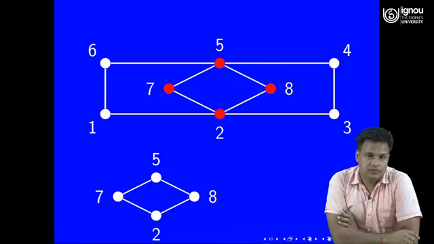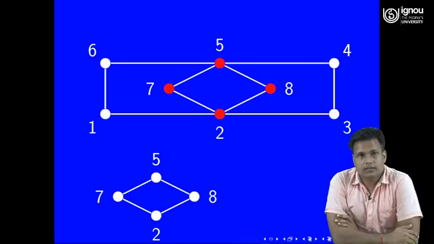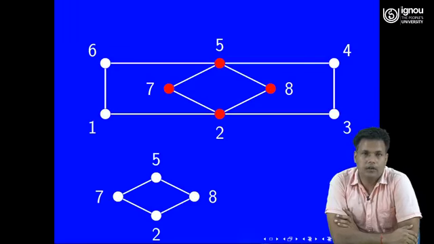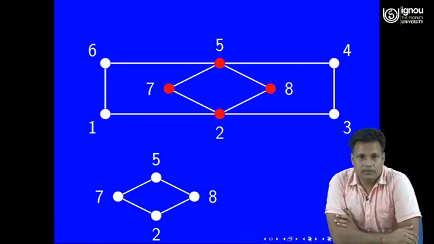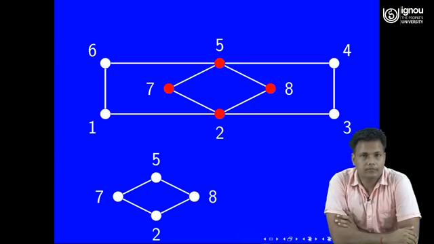For example, look at the graph shown above. The vertices in red are the vertices 2, 5, 7, 8, and we have extracted all these vertices along with their edges, which is shown below. So this is a subgraph of the graph shown above, because the vertex set is just a subset of the vertex set of the graph, as well as the edge set is also a subset of the edge set of the graph.